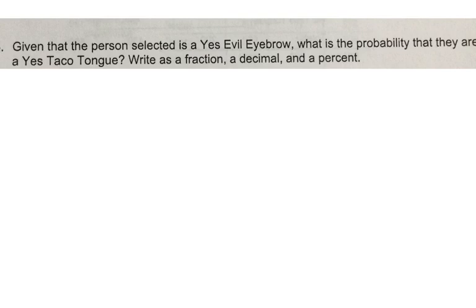So before, we were saying given that the person was a student in the class. We're no longer looking at all students. We're only looking at a subset of the students. What subset are we looking for? Only the people who said yes to evil eyebrow. So it's kind of like the only thing I care about is this row. This is all I'm looking at. So here's how we would write this. This is the probability. What's the event we're wanting to happen? We're wanting them to be yes to taco tongue.